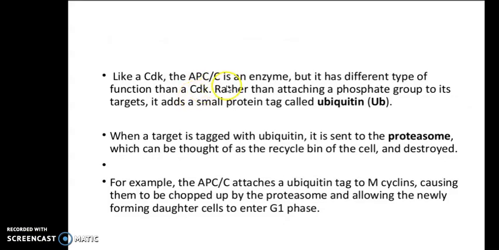APC is also an enzyme, but it has a different type of function than a CDK. Rather than attaching a phosphate group to its target, it adds a small protein called ubiquitin, that's Ub. When a target is tagged with ubiquitin, it is sent to the proteasome, which can be thought of as the recycle bin of the cell, and destroyed. For example, the APC attaches a ubiquitin tag to M cyclins, causing them to be chopped up by the proteasome and allowing the newly forming daughter cells to enter G1 phase.